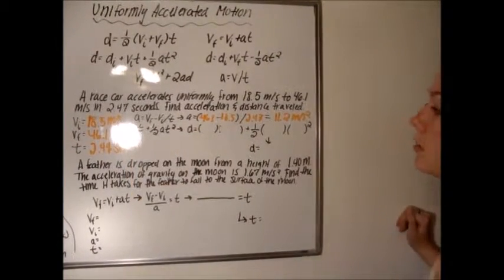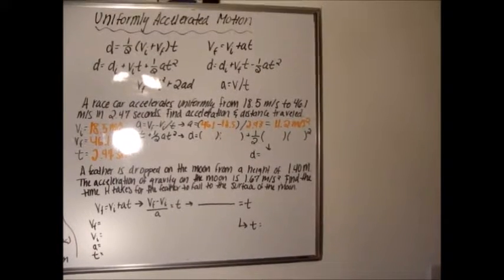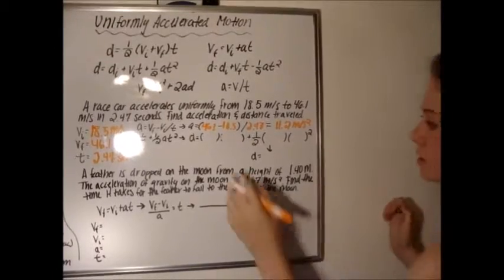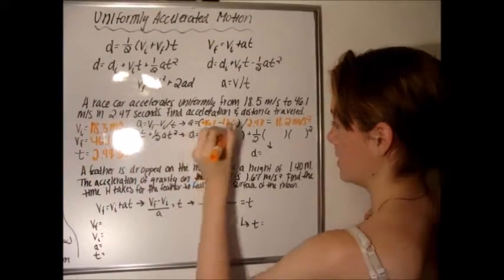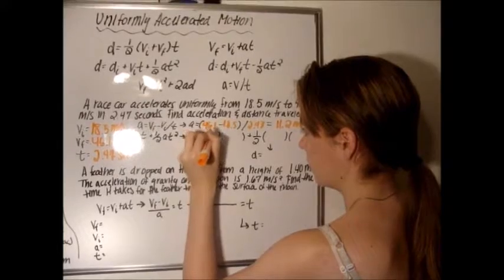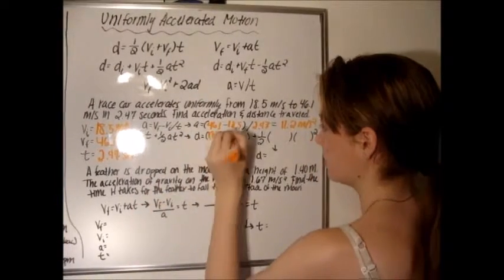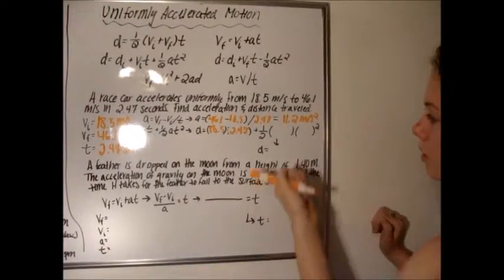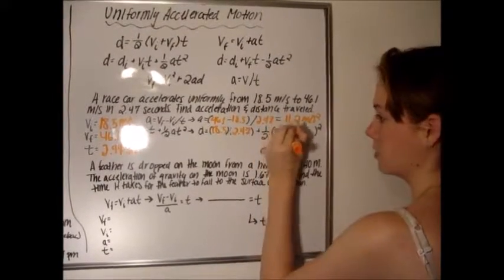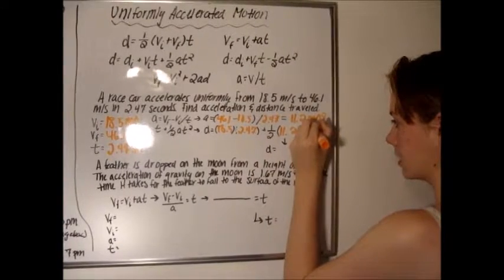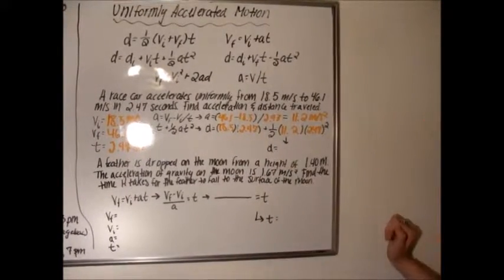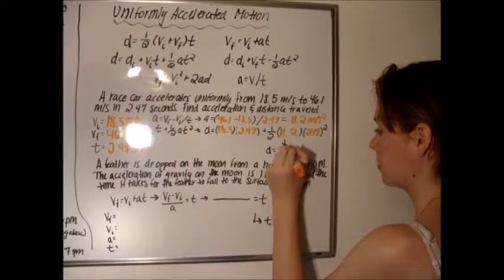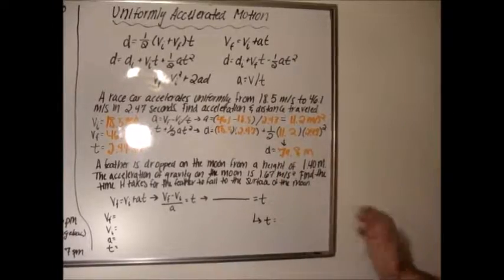So to find displacement, I'm doing initial velocity times time plus 1/2 acceleration times time squared. So displacement equals initial velocity, 18.5, times time, 2.47 seconds, plus 1/2 acceleration, so 11.2, and then times time squared. And that is going to yield 79.8 meters. So that's that problem done.